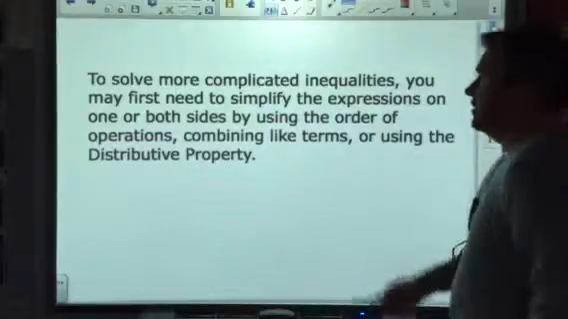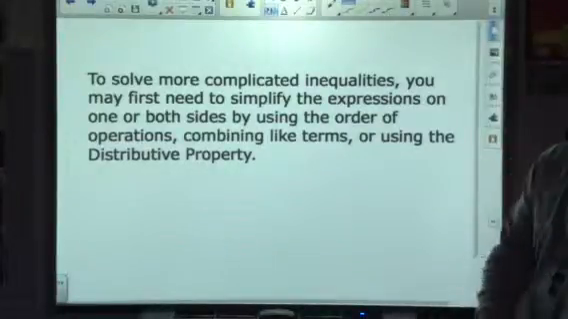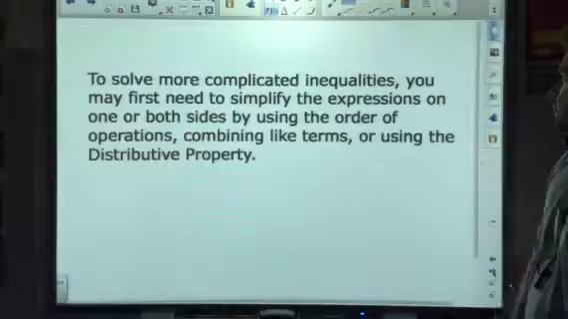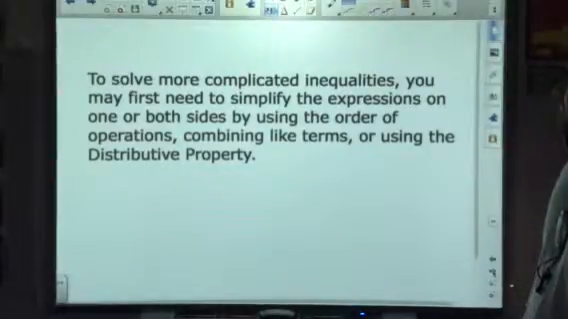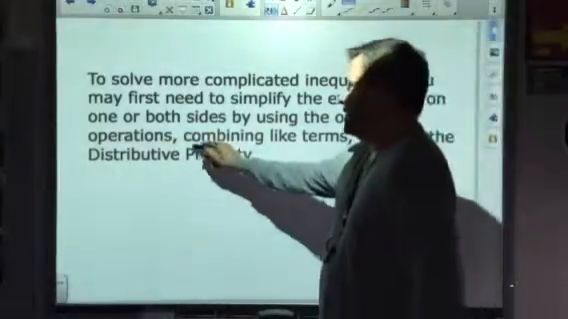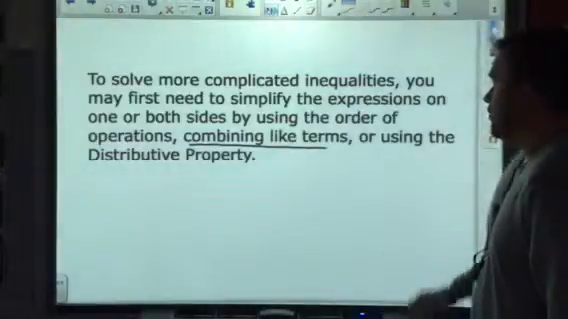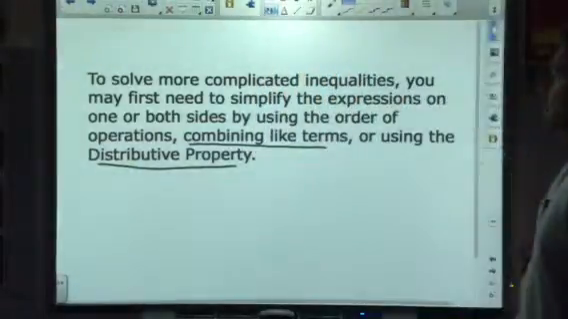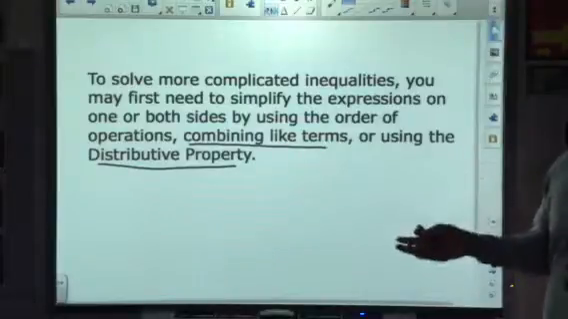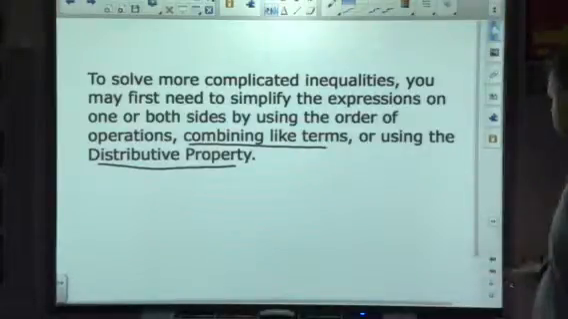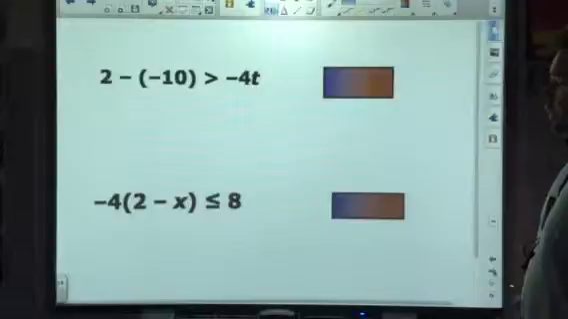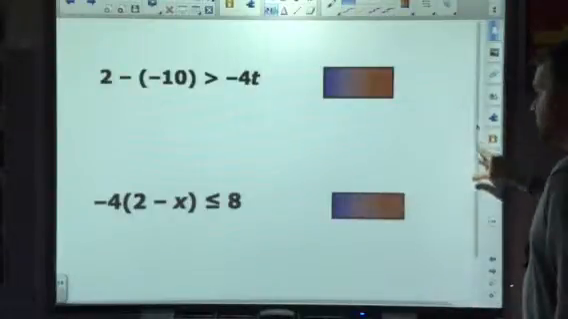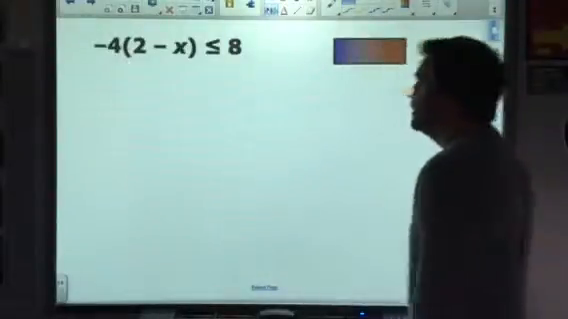Okay, in the second video here, we're going to solve some more complicated inequalities. So what they're saying here is that we might have to combine like terms, we may have to use the distributive property, and we're going to have to simplify an expression first before we can actually solve it. So let's do this bottom one here as our first example.